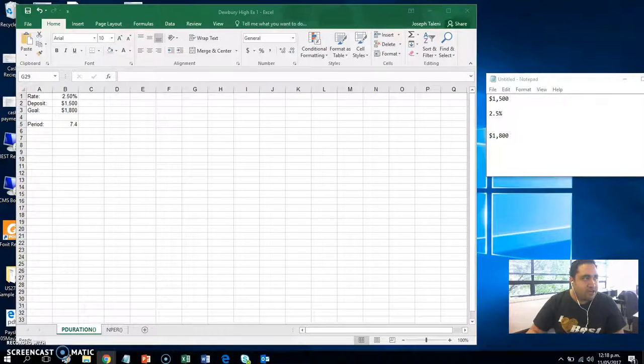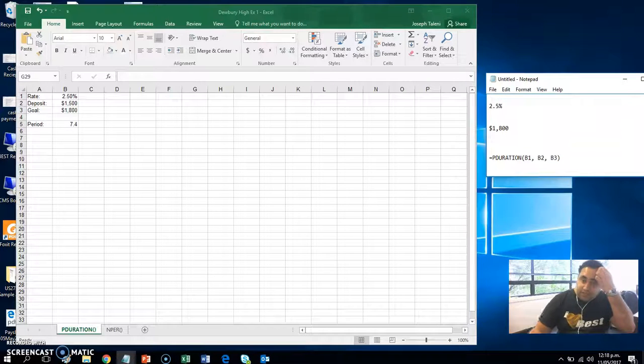So again, we're going to go equals PDURATION, and for this one it was B1, B2, and B3, close brackets. So that's an illustration of the formula that we used. Now let's try number of periods.